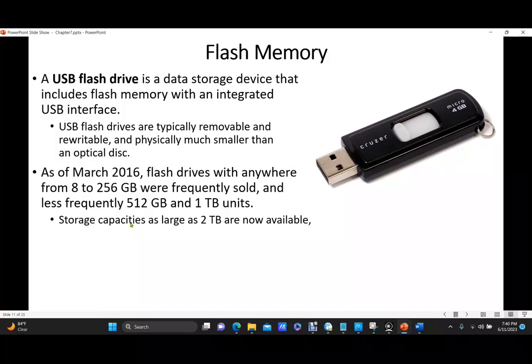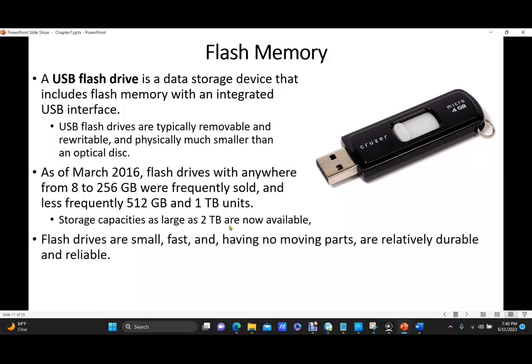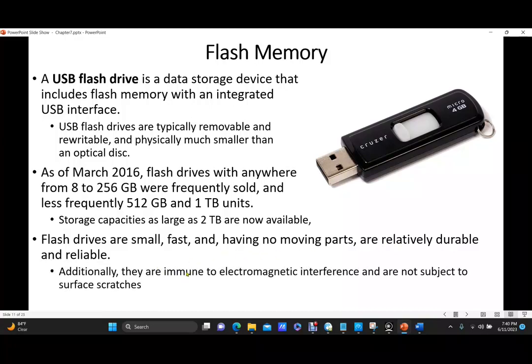Storage capacities as large as 2 terabytes are now easily available. Flash drives are small, fast, they have no moving parts, they're relatively durable and quite reliable. Additionally, they are immune to electromagnetic interference and are not subject to surface scratches.